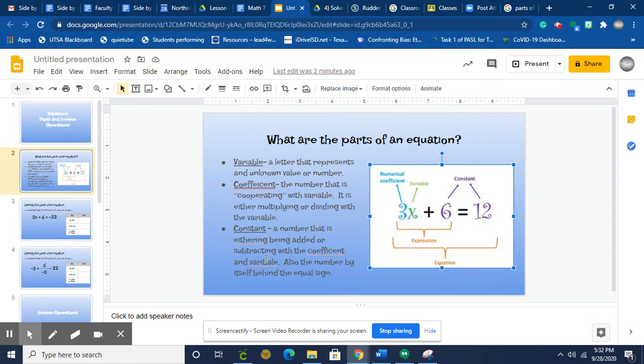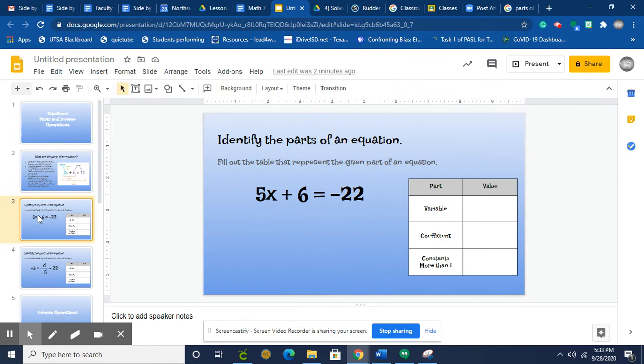So that's the quick rundown of some vocabulary. From this point forward, and especially in this presentation, you're going to hear these words over and over again. What's the coefficient? I'm solving for the variable. What's the value for the variable that makes the equation true? How do I remove a constant of a plus 6? So get used to hearing and using this vocabulary for the rest of this unit. All right, so real quick, let's identify the parts of these equations.